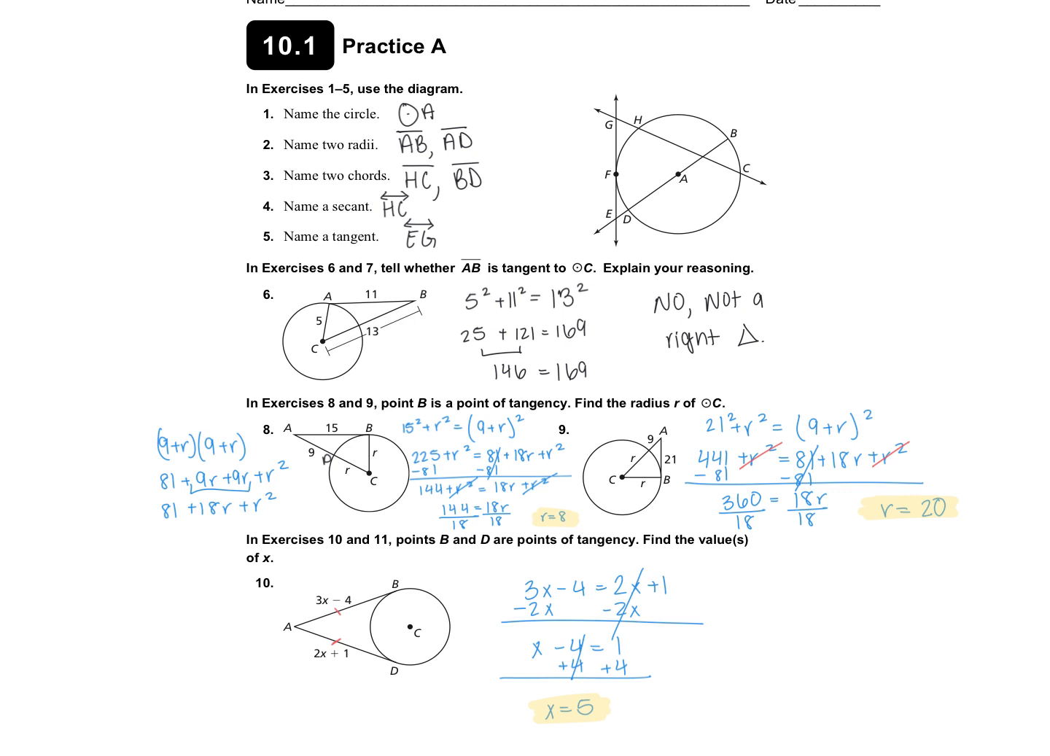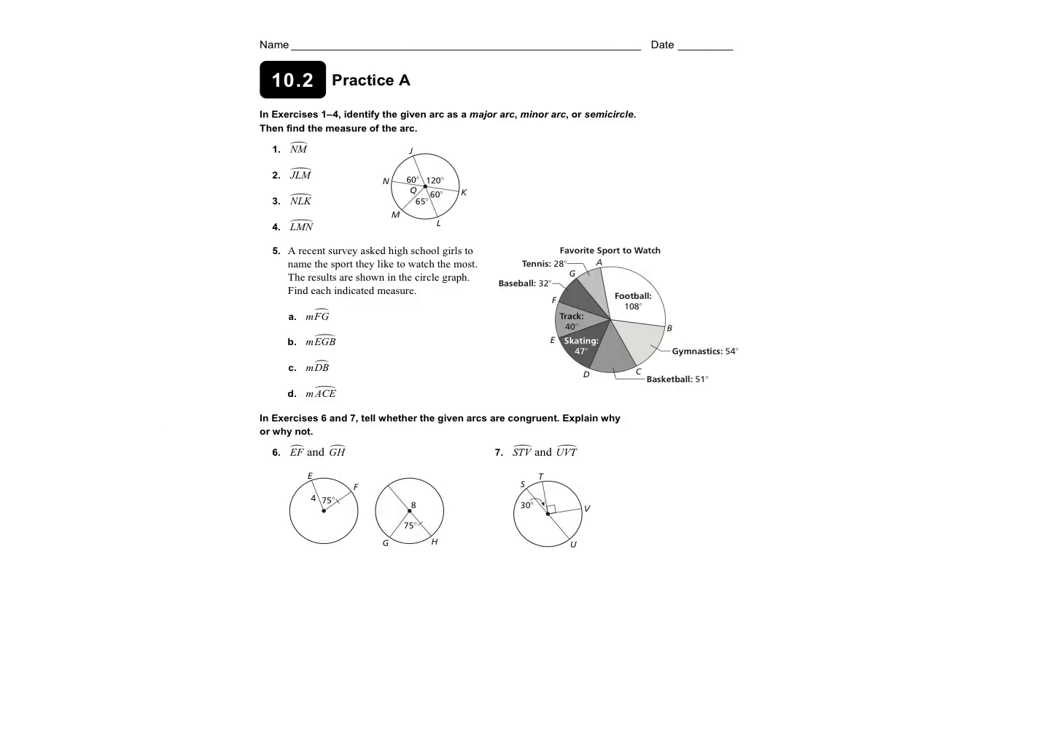Again, it is only 10 questions. I want to say one of the questions has 4 parts though. So it's more than 10 answers. You should be giving me more than 10 answers, but there's a total of 10 questions. Any questions on 10.1? All right, 10.2.